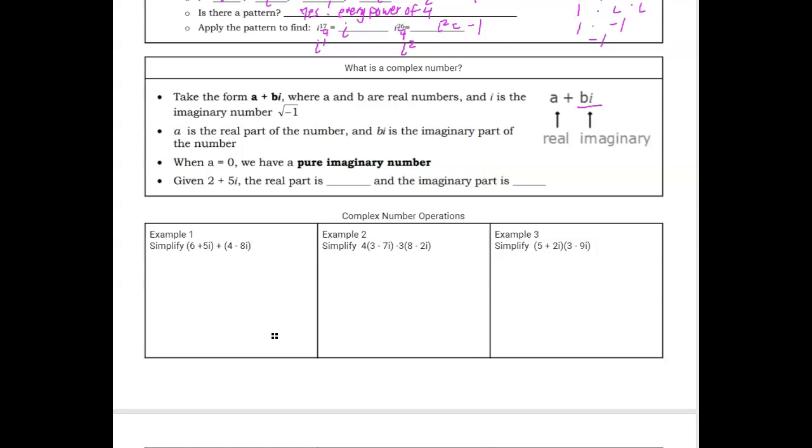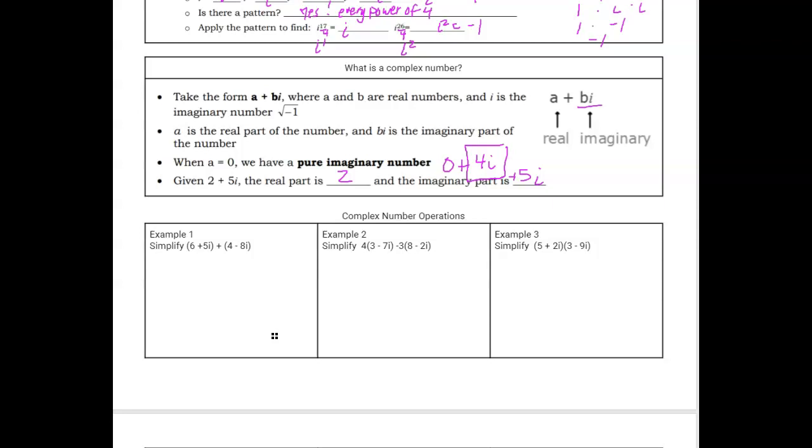So the real part and the imaginary part we've talked about. If a equals 0, then that means that this would go away. So we would have 0 plus, let's just say 4i. And so that's why they call it a pure imaginary number, because there's no real part. Okay, so if we're given 2 plus 5i, the real part is the 2. The imaginary part is the 5i. And if you want, you can put a plus there because the sign does go with that.